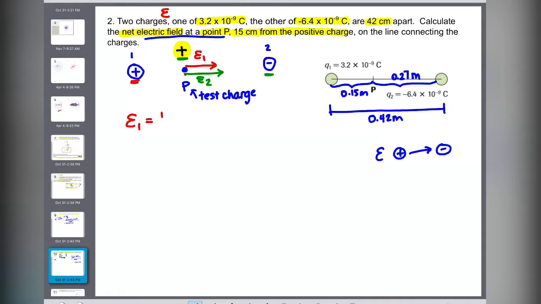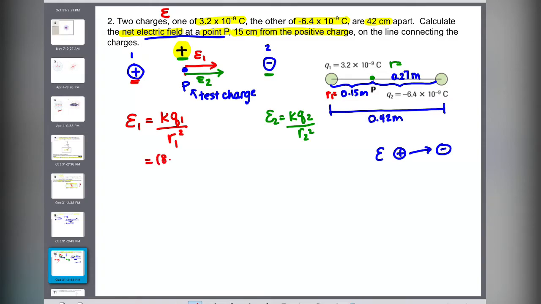The first field is KQ1 over R, I'm going to call it R1 squared, okay? This is R1, the distance between the charge and the point. And then you're going to repeat the same question, and you're going to find epsilon 2, KQ2 now, based on the second charge, over the second radius, which is R2, the distance between the point charge and the negative. Okay, so see the way I set it up? Keep it organized, right? And remember, we don't plug in the negatives in the question. These are vector questions. We deal with the vectors by adding the vectors together later on.